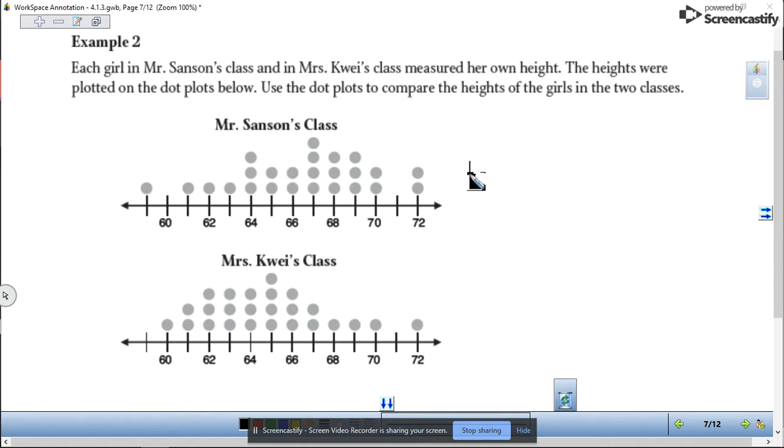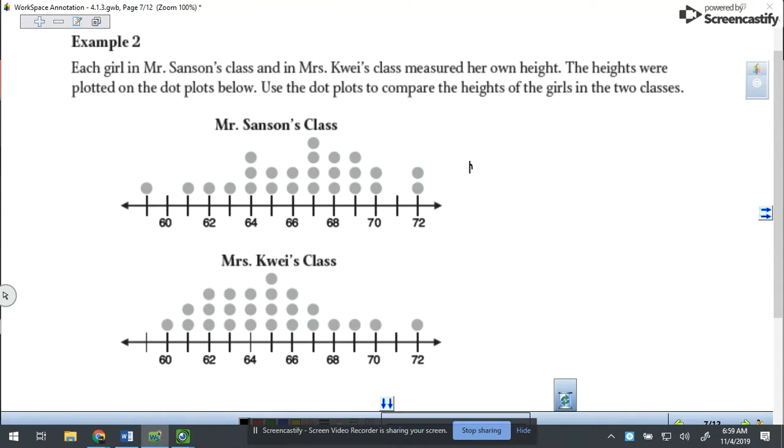So the range, yeah, I can't do it this way. I have to swap over and do it with my pen. Sorry, guys.